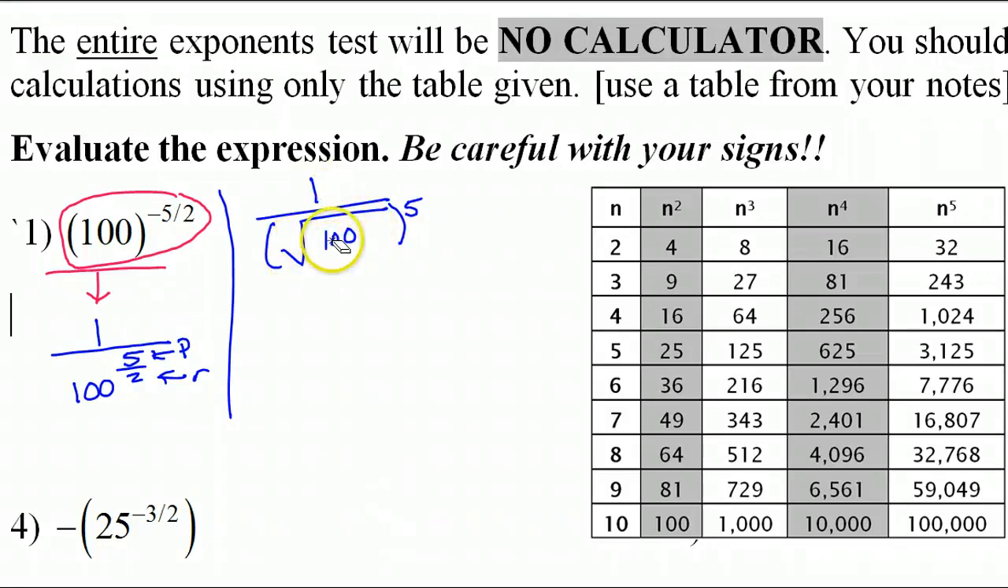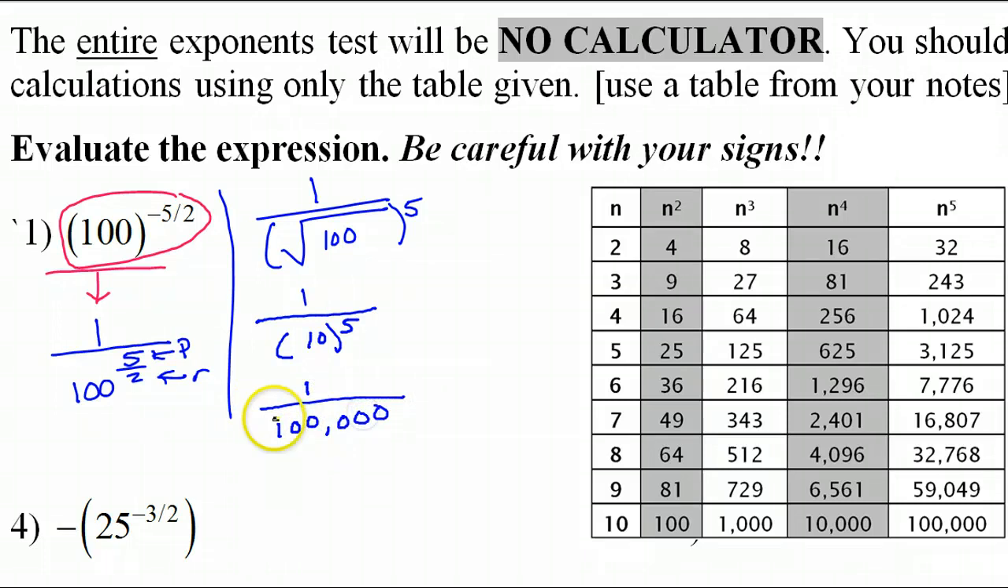Anyway, the square root of 100 we know is 10 even without the chart. So that's going to give us 10 to the 5th power. And then 10 to the 5th power using the chart is 100,000. So that's going to be 1 over 100,000. And that will be your final answer for number 1.